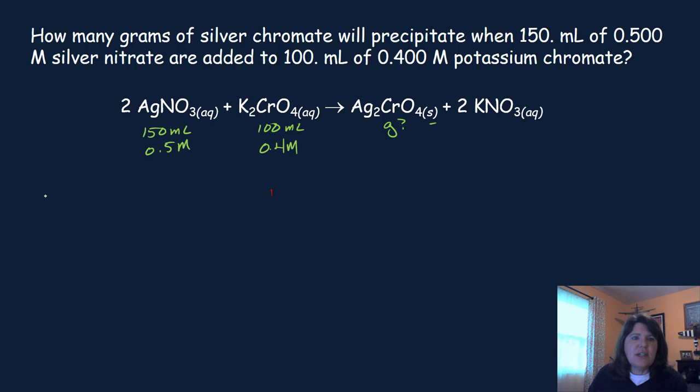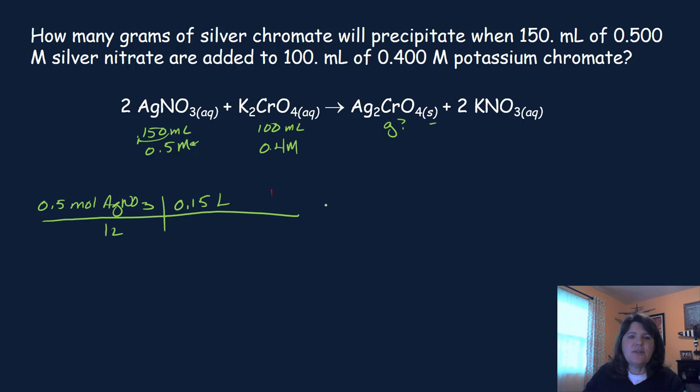Okay, so let's start with the silver nitrate. So we have 0.5 moles of silver nitrate. Draw my line. Per 1 liter, because that's what's in there, moles per liter. And I'm going to go ahead and convert milliliters straight to liters in my head by moving the decimal point 3 places. So 0.15 liters. And I already worked it out, so I'm going to go ahead and just look at my paper. 0.075 moles of silver nitrate.